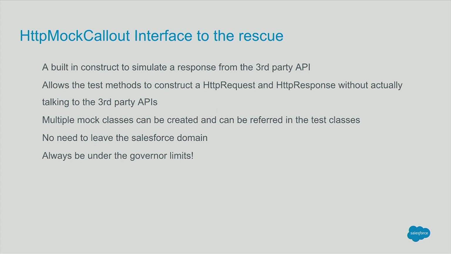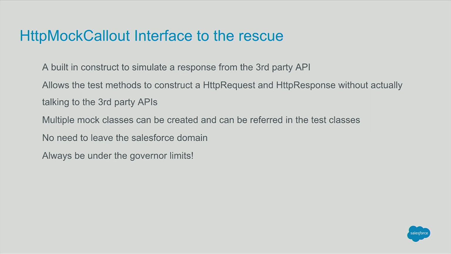HTTP MockCallout Interface to the rescue. So what is HTTP MockCallout? It's a built-in construct to simulate a response from the third-party API. It allows the test method to construct the HTTP request as well as the response. So when I say I'm constructing a response, that itself means that I'm creating a fake response without talking to the third-party API explicitly. So multiple mock classes can be created and can be referred in the test classes.